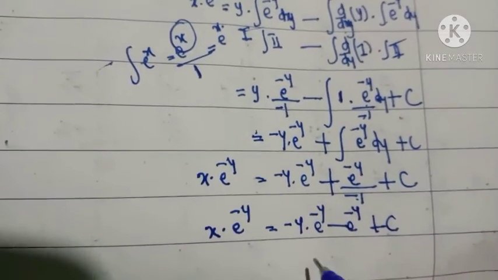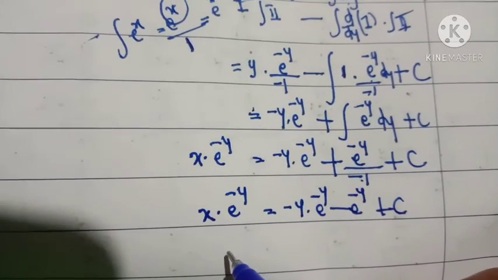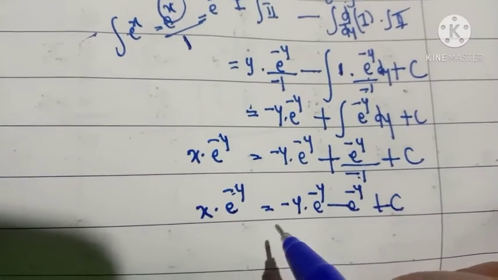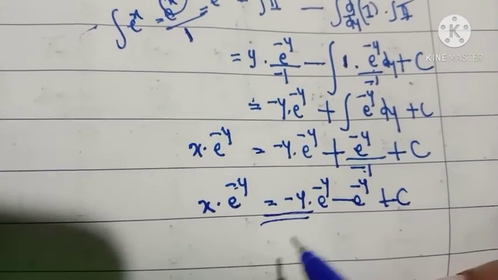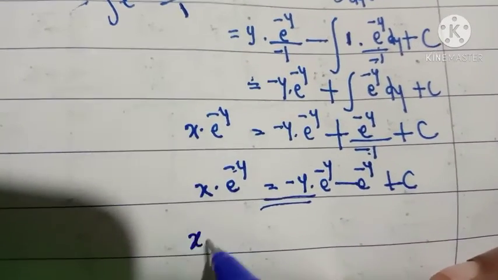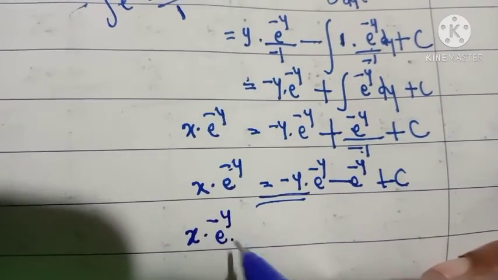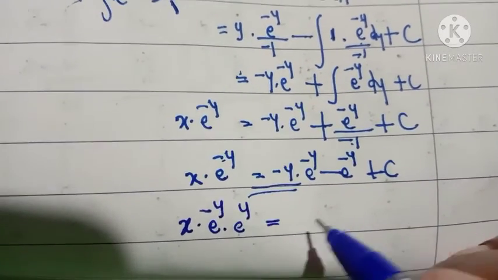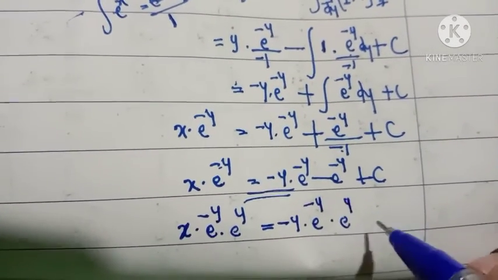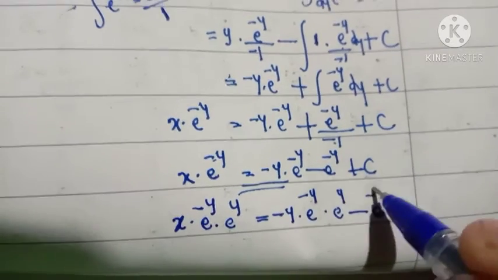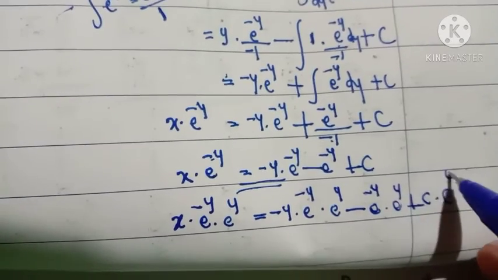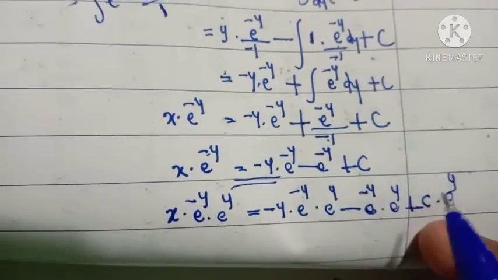Okay. So this can be written as, listen, see, all the terms are e raised to minus y. So either you can stop with this answer, otherwise throughout multiply by e raised to y. So what will happen? x into e raised to minus y into e raised to y is equal to minus y into e raised to minus y into e raised to y minus e raised to minus y into e raised to y plus c into e raised to y, throughout multiplied by e raised to y.